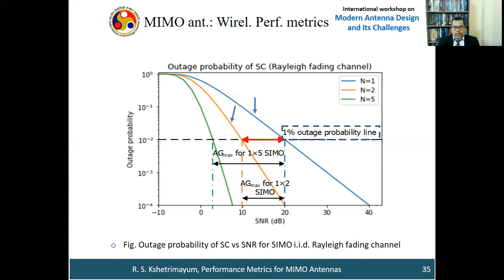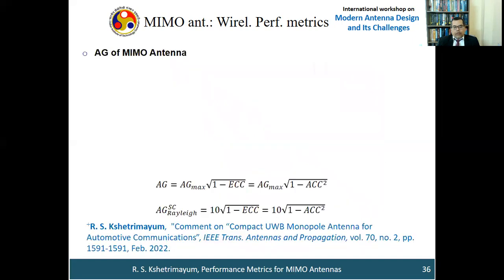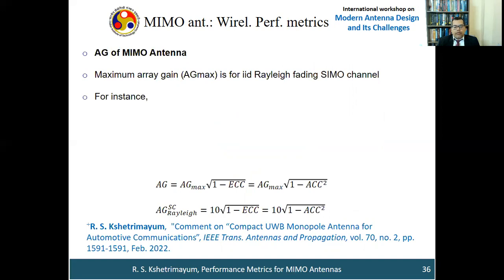So depending on how many antennas you are employing at the receiver, this array gain maximum is going to change. Why are we calling this array gain maximum? We are considering it for the IID Rayleigh fading channel, where there is no antenna correlation between one antenna element and another antenna element. If there is antenna correlation, this array gain is going to reduce. So the maximum array gain for IID Rayleigh fading MIMO channel for the 1x2 MIMO system is actually 10 dB.